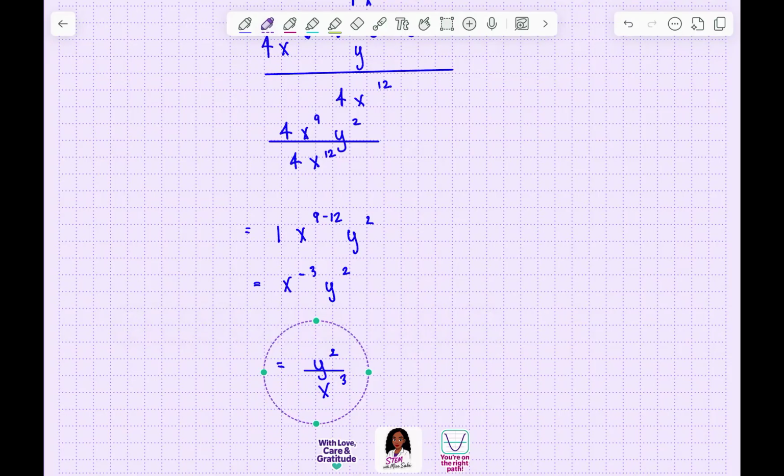I hope this is helpful because especially in the higher grades, this is something you're expected to know, and this is supposed to be the easier part in comparison to the other things that will build upon the exponent laws.